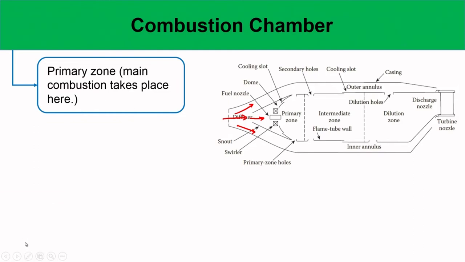The fuel will be injected from here, and it will form this spray. Then the air coming from here will pass through the swirlers and develop this swirling flow, and it will recirculate here. As it recirculates and meets this spray, it will mix, and once you have the igniter it will create the flame. The primary zone is where you have most of the flame.